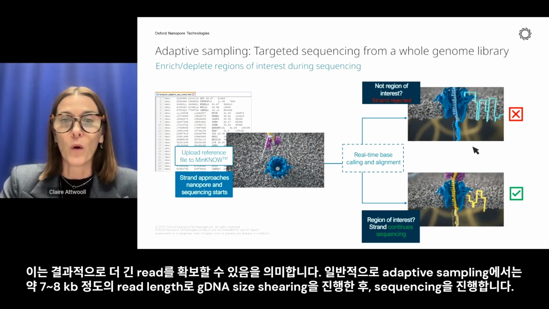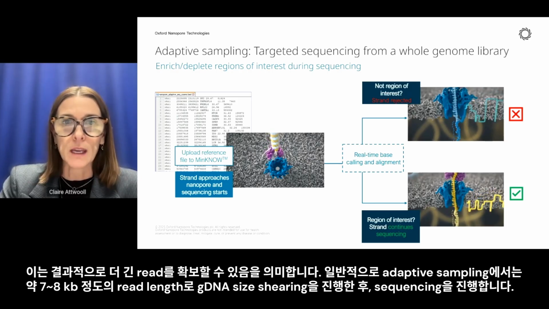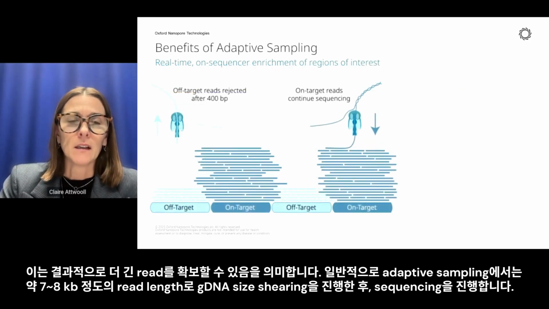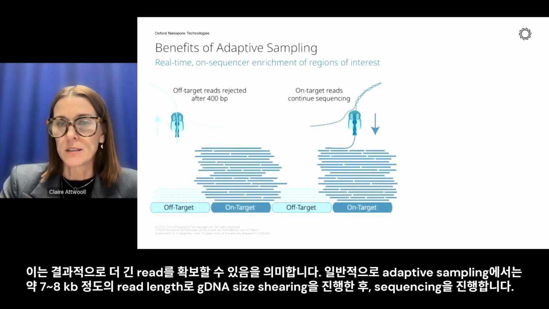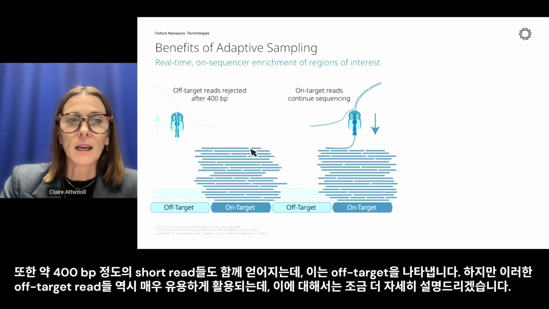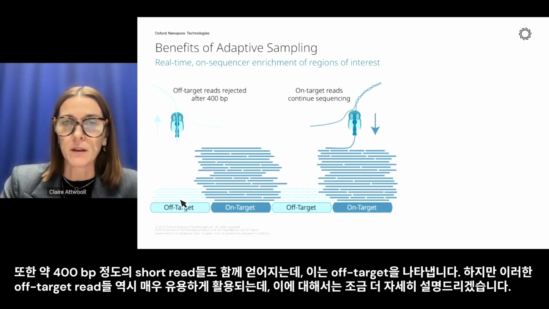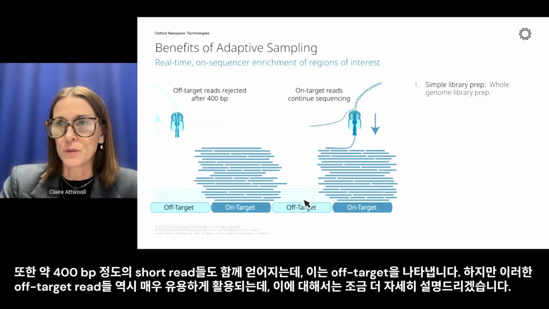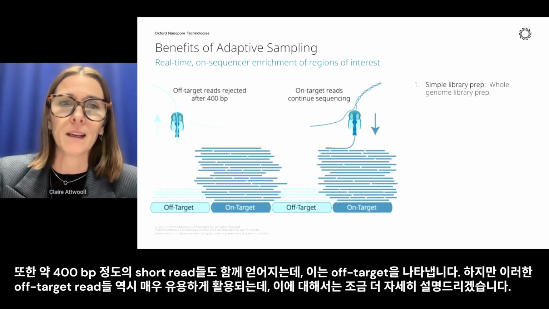So what that means is that we get a longer read, so we shear to 7 to 8 kb for adaptive sampling usually. So we have these longer reads that are on target, as you can see in this darker blue color, that align to our regions of interest. But what we also get are these short 400 base pair reads that represent off targets. But those off targets are actually really useful to us, and I'll talk a bit more about that.